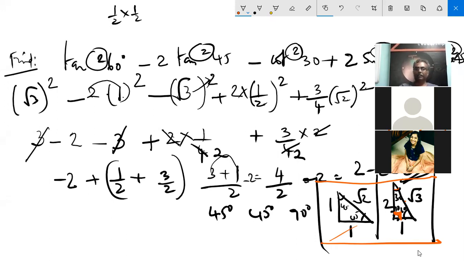Okay, but remember this thing. We'll come back to it later. I think I'm wrong. The numbers I've written in a different way, wrongly. But this is true: 45 means 1, 1 and root 2. 30, 60, 90 means 2, root 3 and 1. Numbers will come like that.